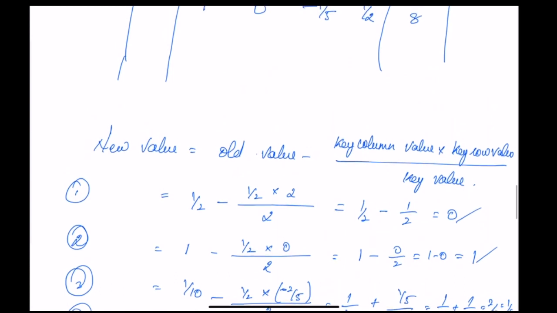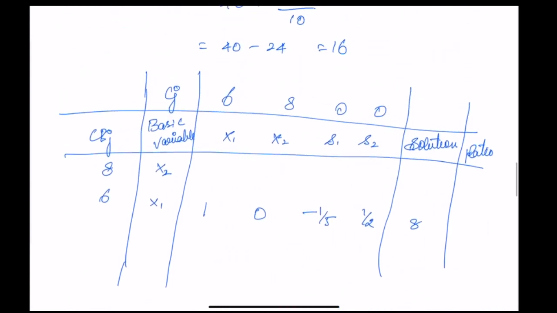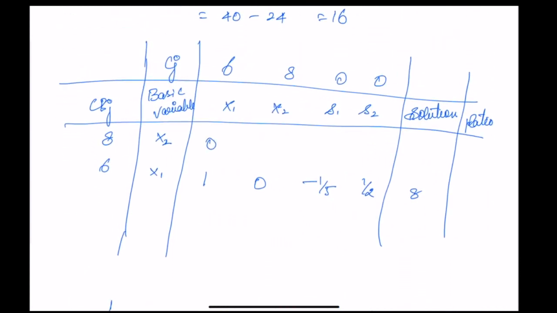Okay, we shall just enter them: 0, 1, 1 by 5, minus 1 by 4 and 2. Okay, yes. Now we are supposed to find out Zj.